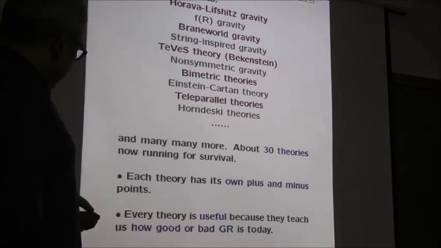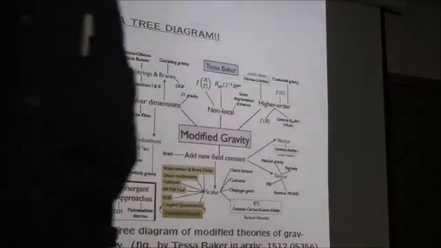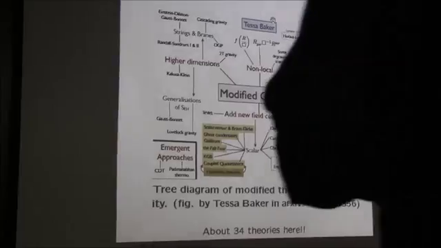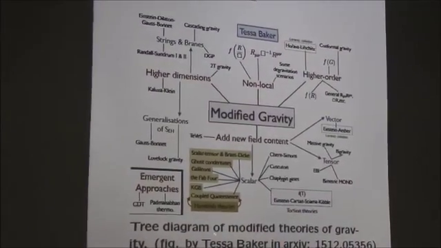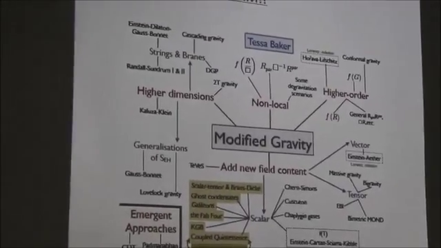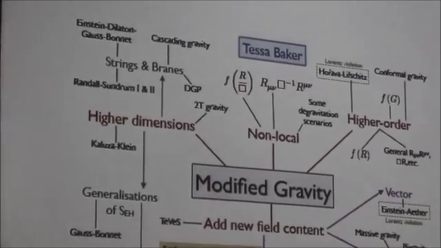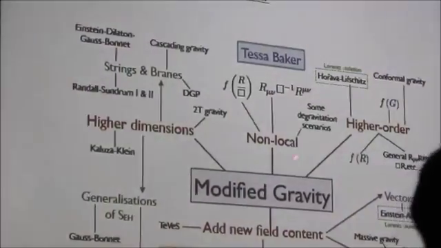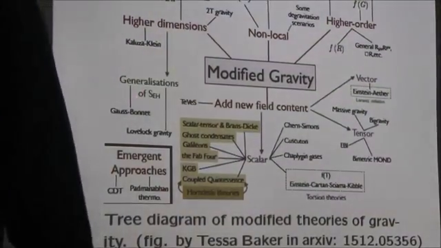And last Saturday when I was rewriting parts of this talk, I found this diagram in one paper. Tessa Baker is not a theory of course, but this is the person who has made the figure, and this is in this article. It's a nice article, it's called Beyond Lambda CDM. It's a conference summary, and it addresses all the basic questions that are asked in cosmology from a modified gravity perspective. So there is modified gravity, and you can see there are so many theories over here.